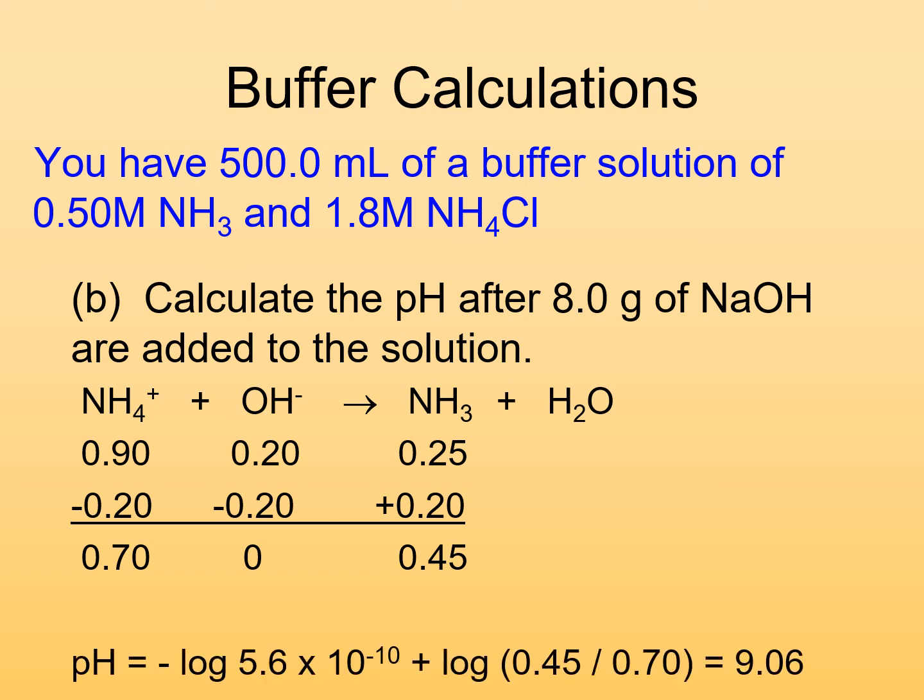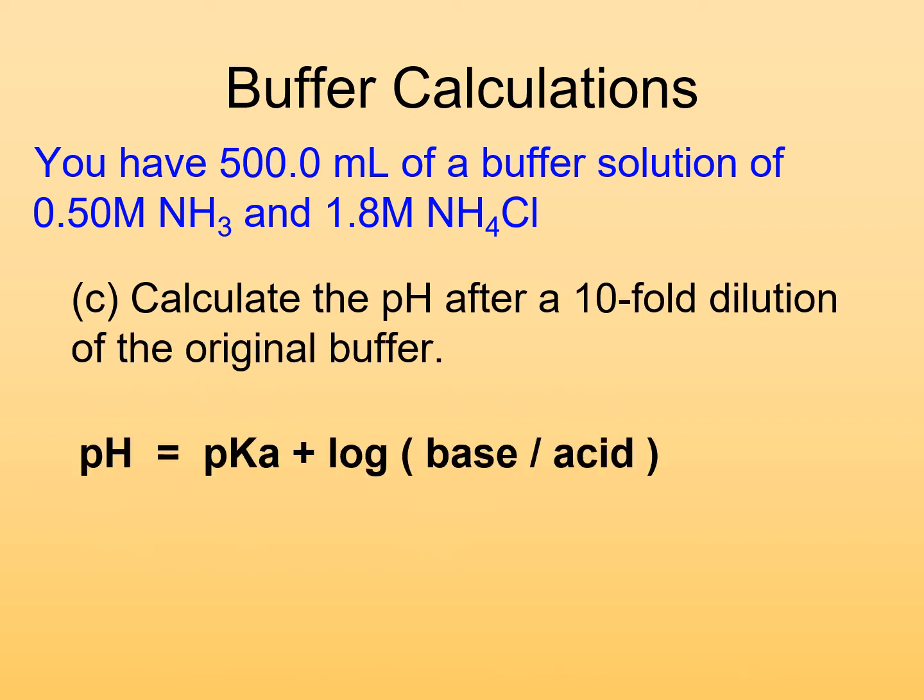So we would have our negative log of Ka plus the log of the base over the acid, which will give us a new pH of 9.06. So it did go up by 0.36, I believe. So not by too much. The third question's a little bit trickier. The third question wanted us to calculate the pH after a 10-fold dilution of the original buffer.